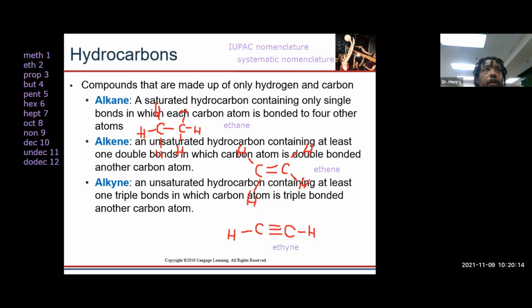Okay, so if I have 1, 2, 3, 4, 5 carbons, all single bonded.